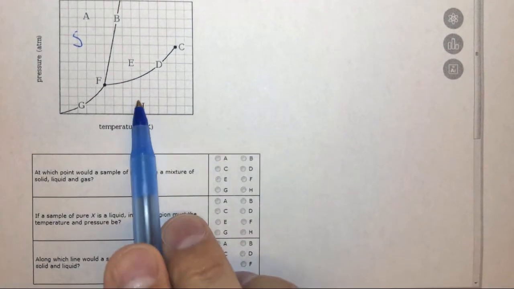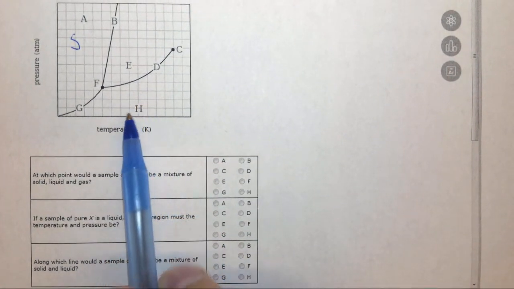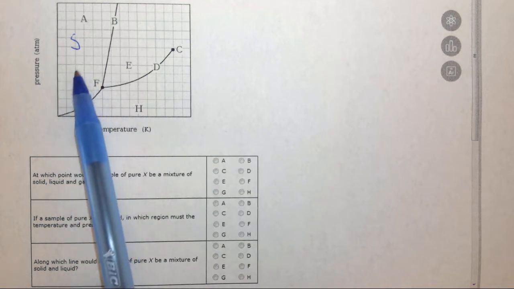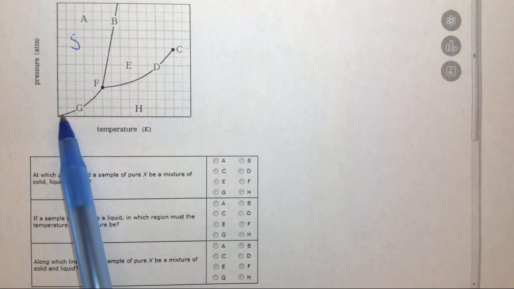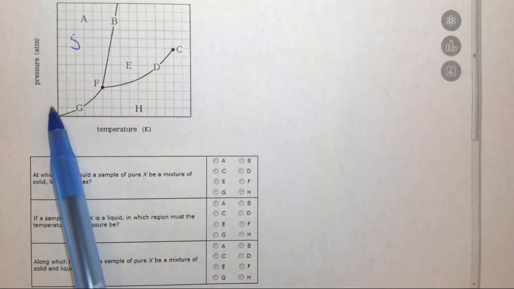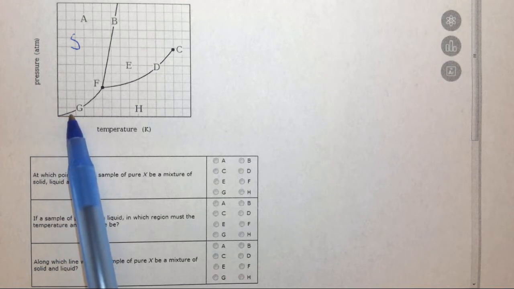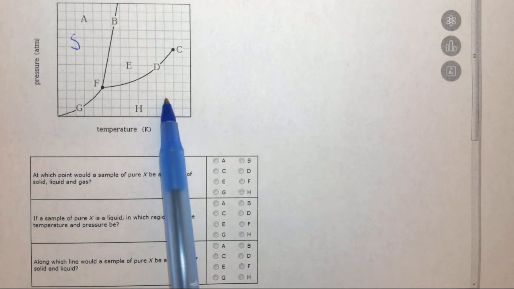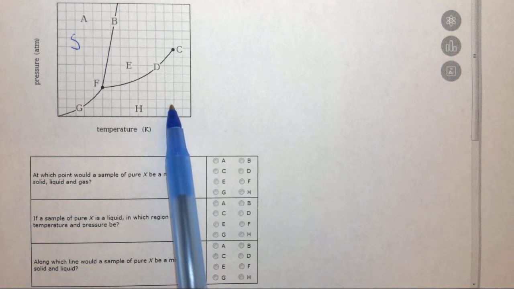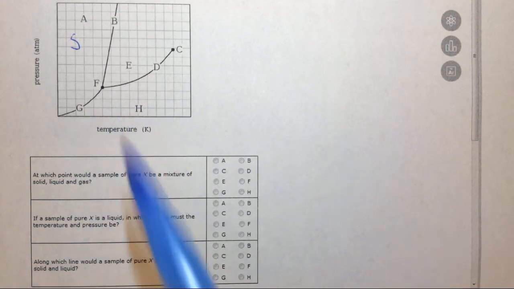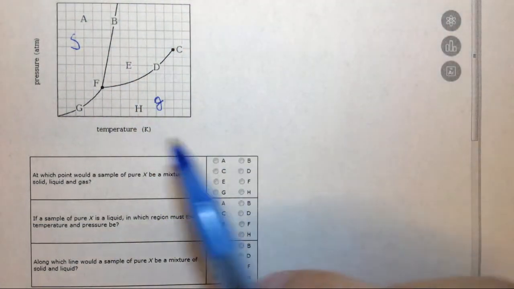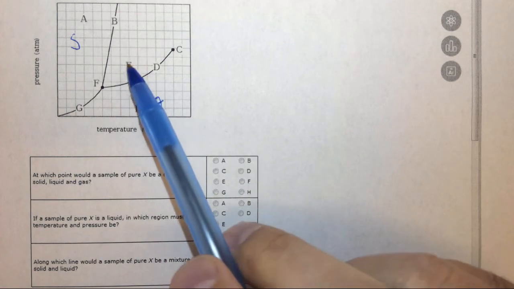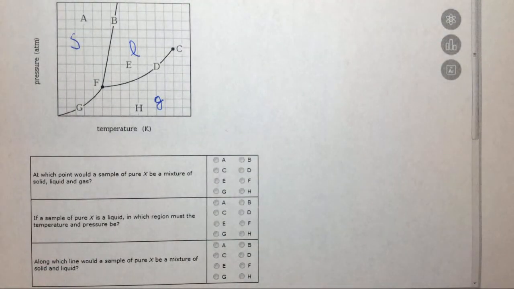If we look at point H, which is not alphabetically next, but it ties in with this, we have extremely low pressures way down here on the y-axis, and high temperatures way to the right on the x-axis. So this is where it exists as a gas. In intermediate temperatures and pressures, we have the liquid state.